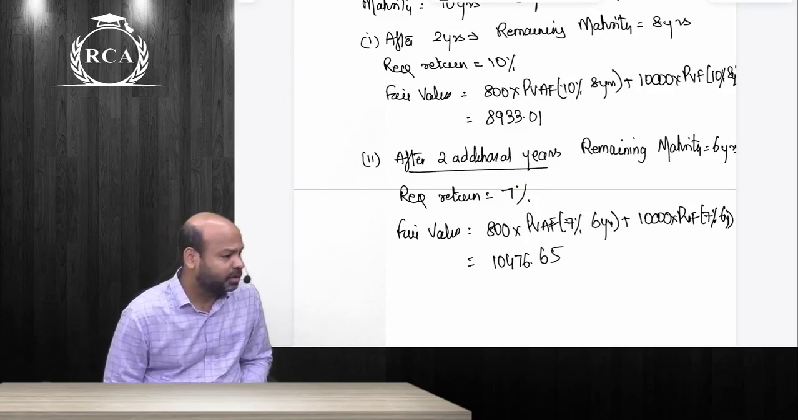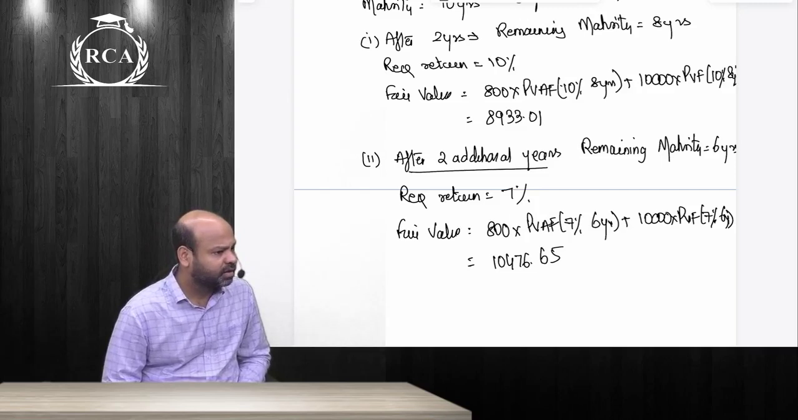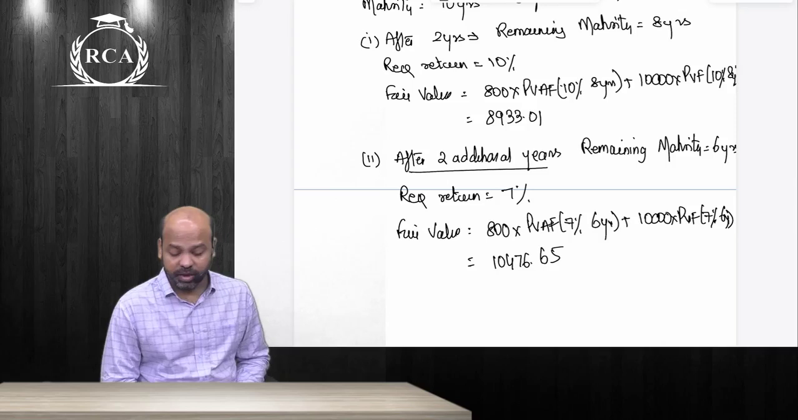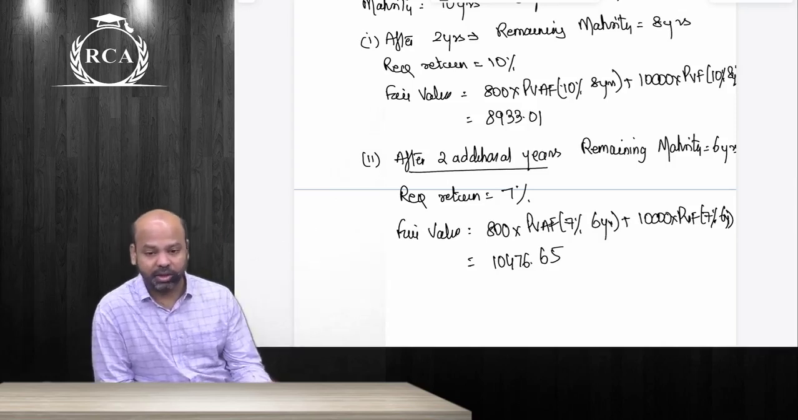Just write one line answers. First bit it is 8,933, second bit 10,476.